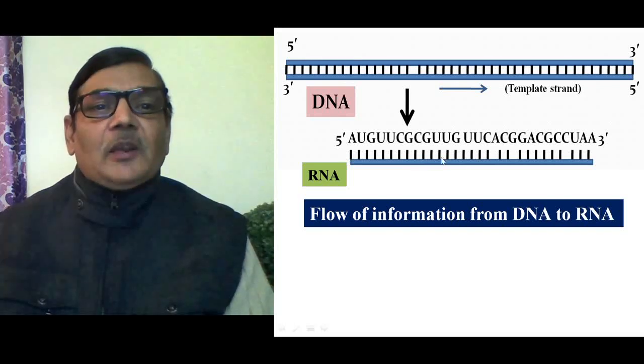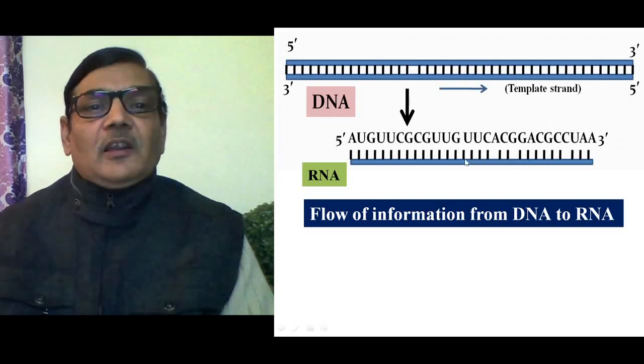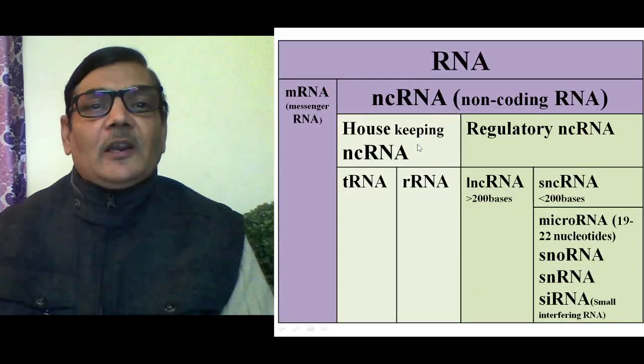Now this RNA molecule could be messenger RNA, or it could be transfer RNA, or it could be ribosomal RNA. But most of the RNA are actually synthesized quite long, but they undergo processing and then a mature specific kind of RNA is synthesized. So in this diagram you can see the flow of information from DNA to RNA.